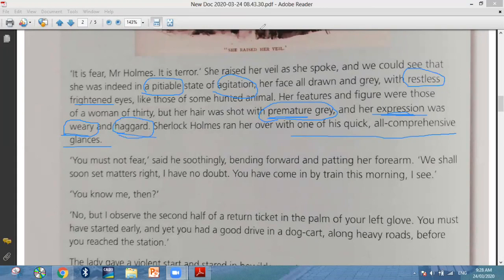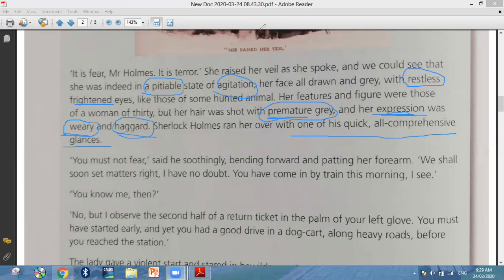Yes, looking like this, so she will feel scared. So why did he look at her thoroughly, from up to down? He wants to find what? What is the job of the detective? He wants to predict at least what's happening, what's her problem. So he's trying to find any clues that help him find out what's happening, why she looked tired, why she looked worried, okay?